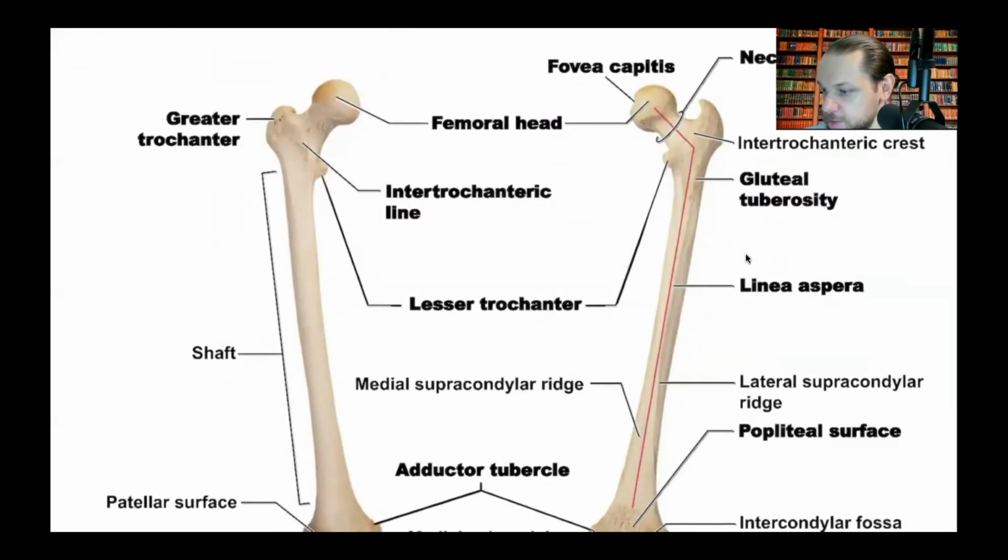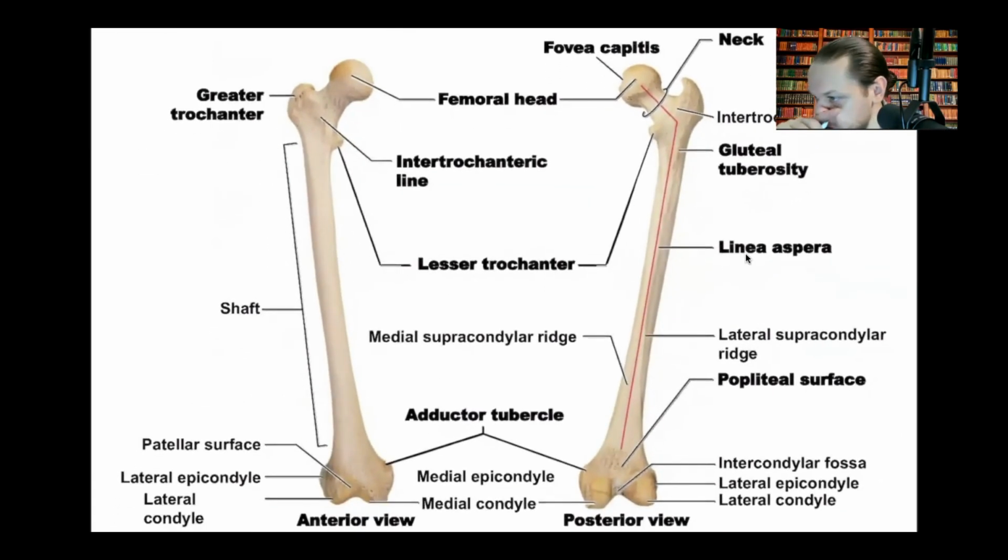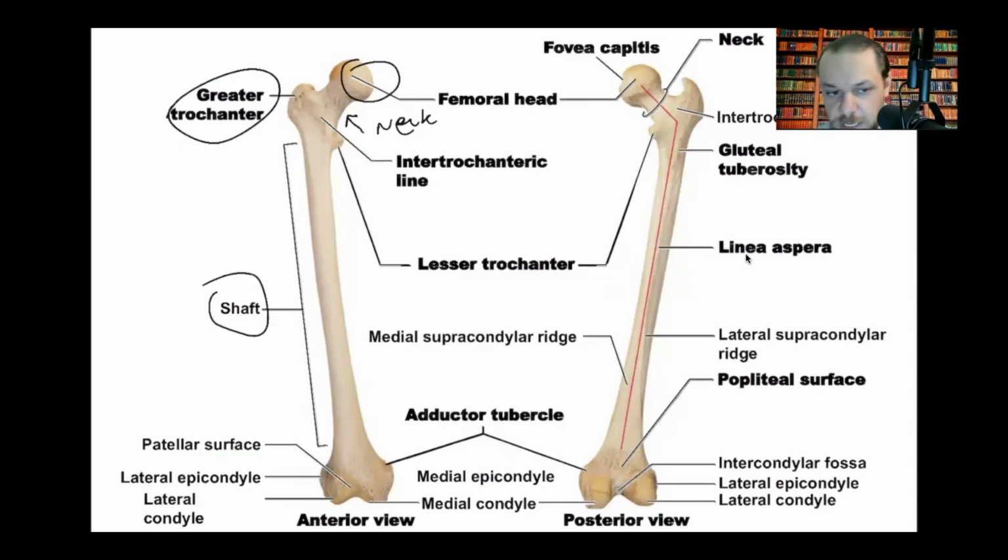Now, the femurs, important landmarks that you want to be familiar with, right? So here we have the greater trochanter, here we have the femur head, and this is usually called the neck of femur, right? Here we have the shaft. The other name was diaphysis, as we talked about earlier.